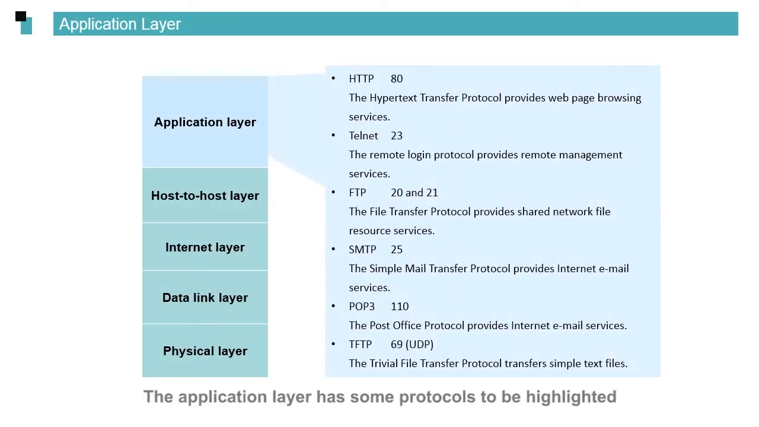This slide describes the protocols that are working at each layer of the TCP/IP reference model. The application layer has some protocols to be highlighted. HTTP stands for Hypertext Transfer Protocol and its port number is 80. Telnet is a simulated remote login protocol and uses TCP port 23. The File Transfer Protocol, abbreviated as FTP, is used to transfer files. TFTP is the Trivial File Transfer Protocol and can be used in system upgrades.